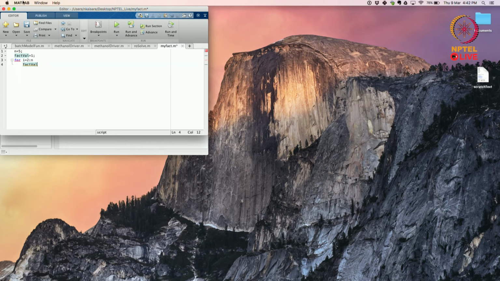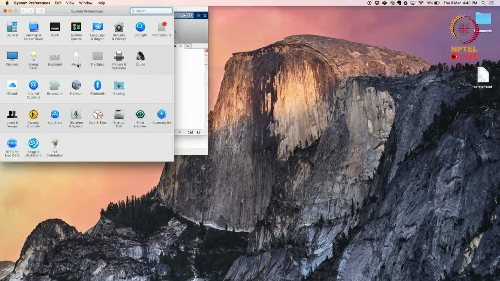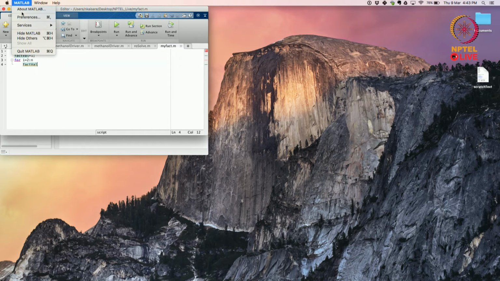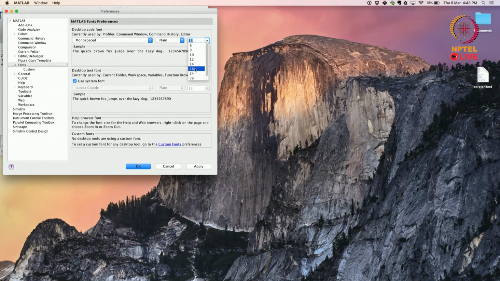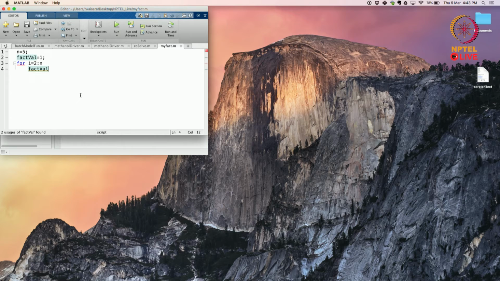Yes, people here have told me that the font size is too small. So let me just increase the font size. Sorry, that's not the one. Font size. Okay. So n equal to 5, fact val equal to 1, for i equal to 1 to n, fact val is fact val times i, end. Okay, so this was method 1.